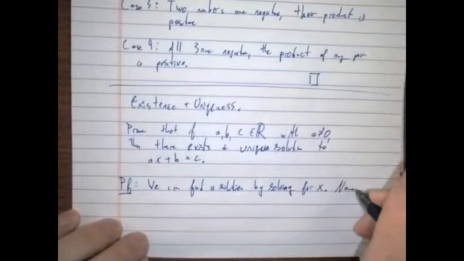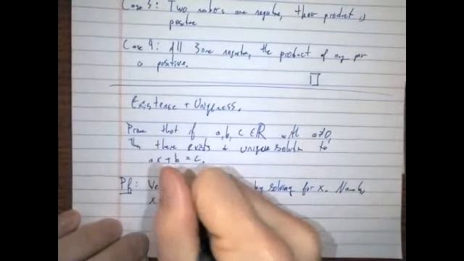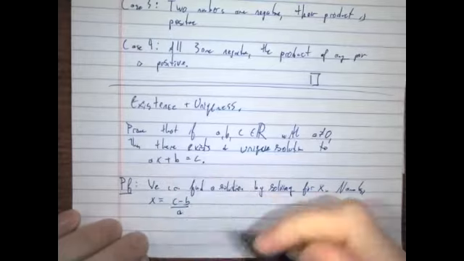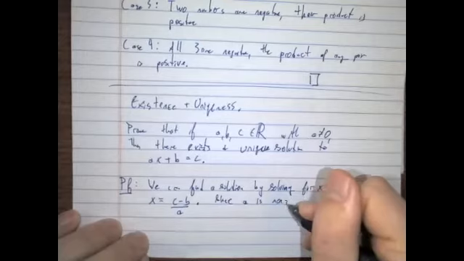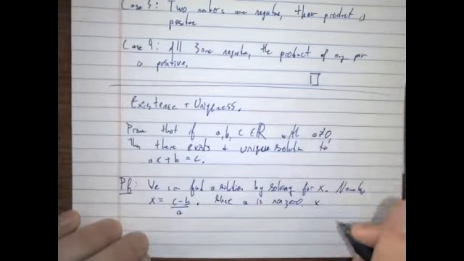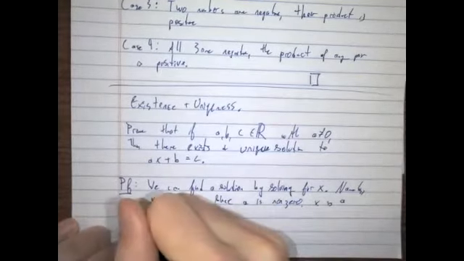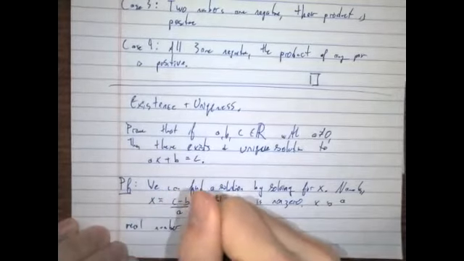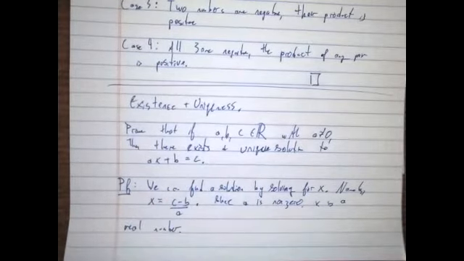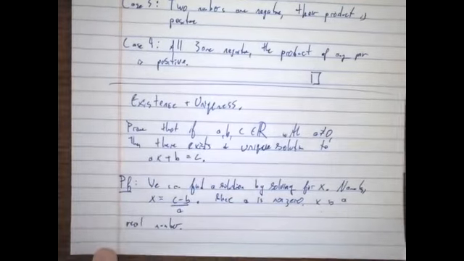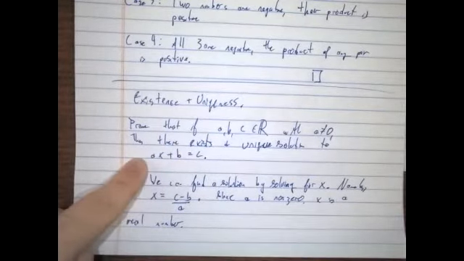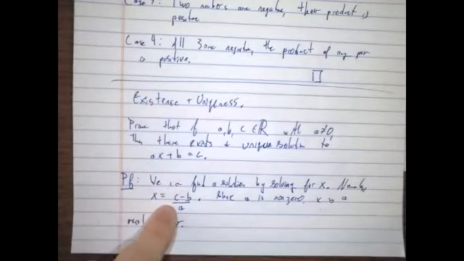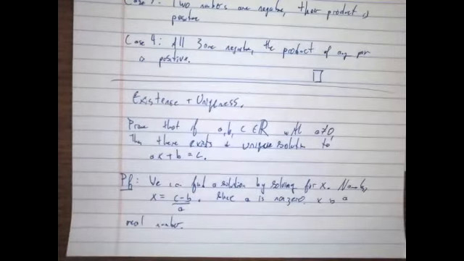Namely, x is equal to c minus b over a. Since a is non-zero, x is a real number. Phenomenal. Not only have we proven existence, we've actually constructed the number that does the trick, right? This is a constructive proof because the answer to what is the solution of this equation is c minus b over a. Great. This is constructive.